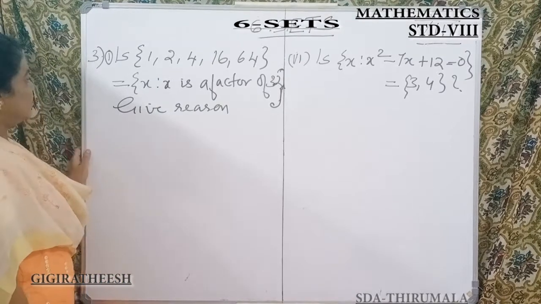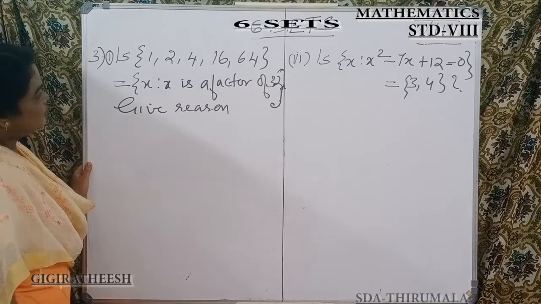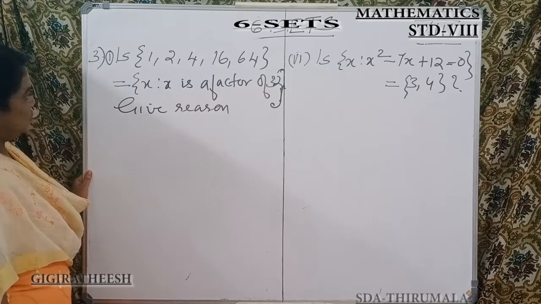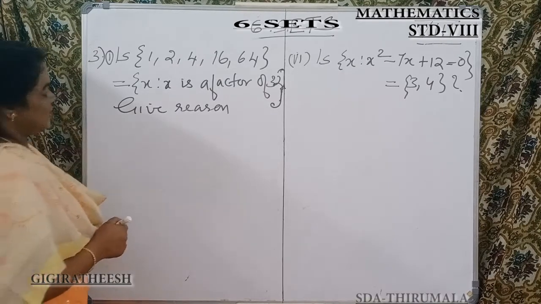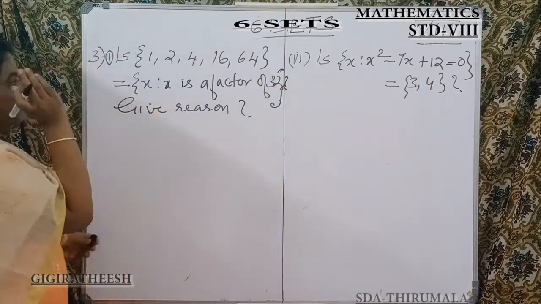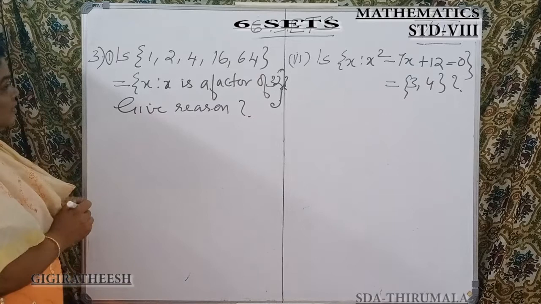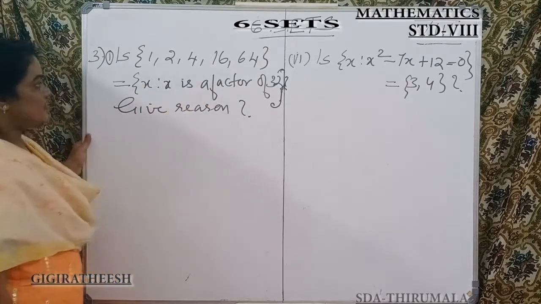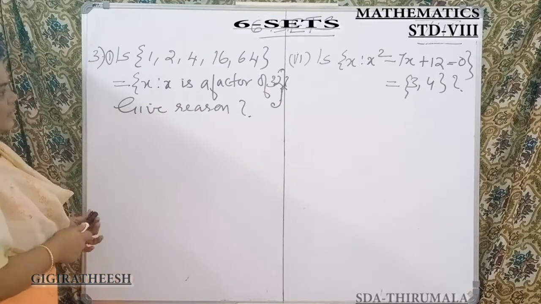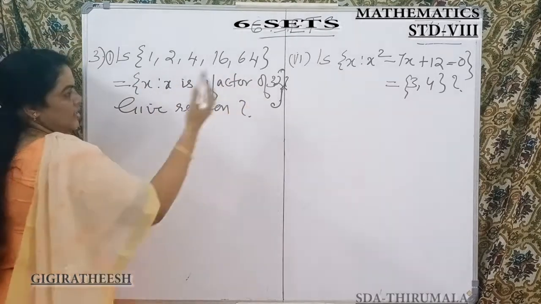Okay, next question is from Set 3. The first question is: is {1, 2, 4, 16, 64} equal to {x such that x is a factor of 32}? Give reason. The first is in the roster form, and this is in the set builder form, that is the rule method. The question is whether these are all the factors of 32.